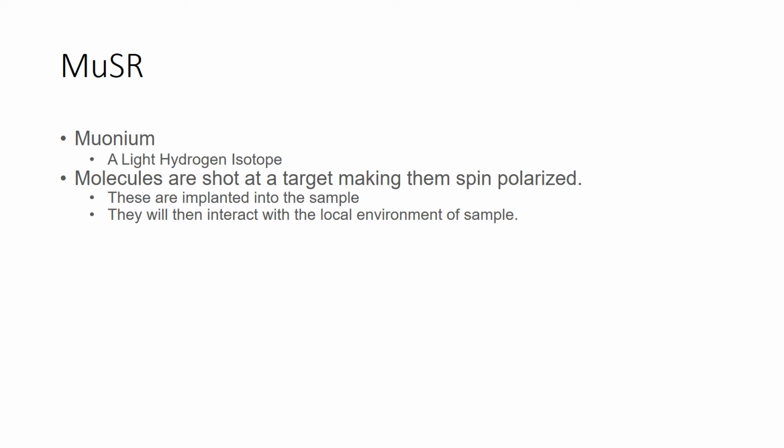And these particles are shot at a target, which makes them spin polarized. So the spin is in a specific orientation or direction. And these are then implanted into a sample. In our case, the sample was a cadmium oxide powder. And when they're implanted into the sample, they can then interact with the local environment of the sample and the different nuclear moments within the sample.